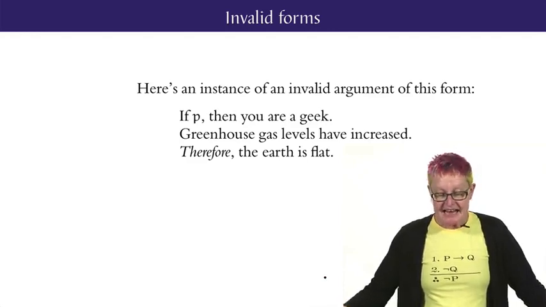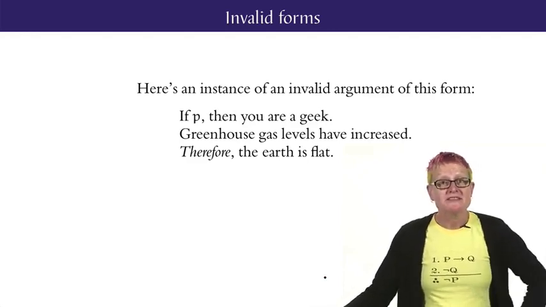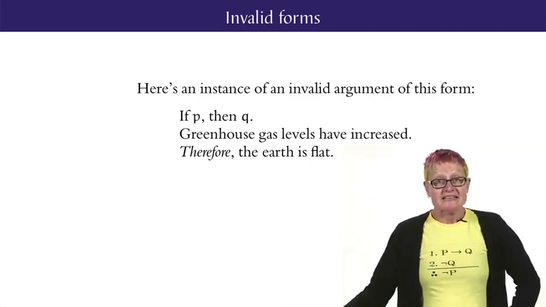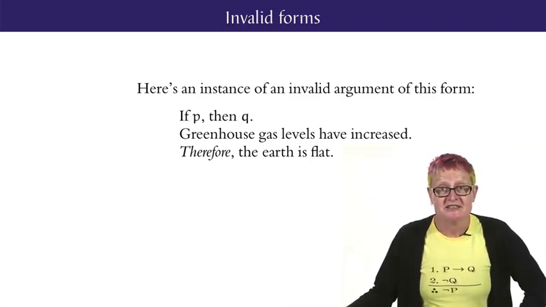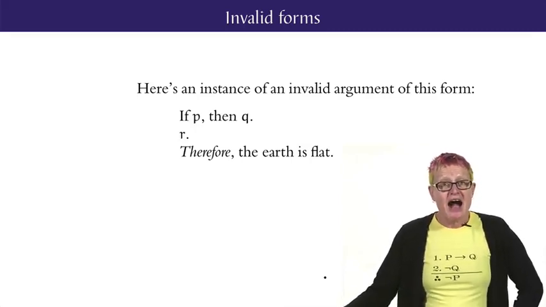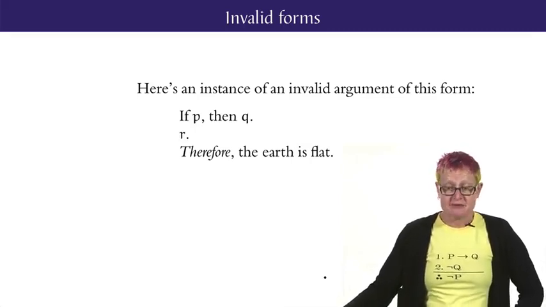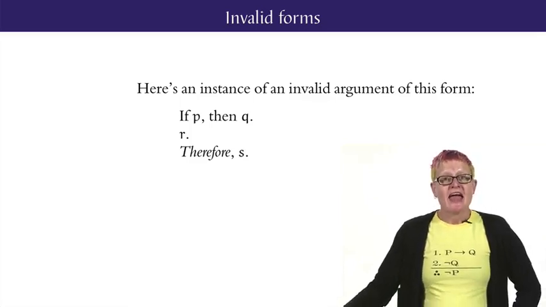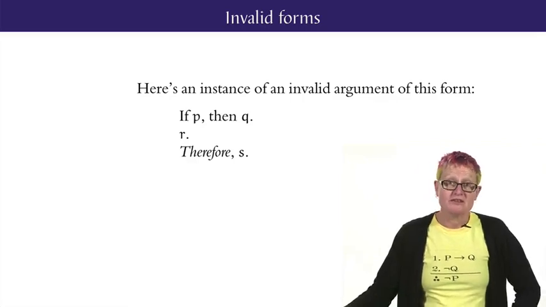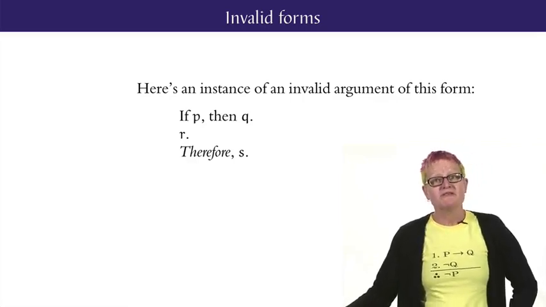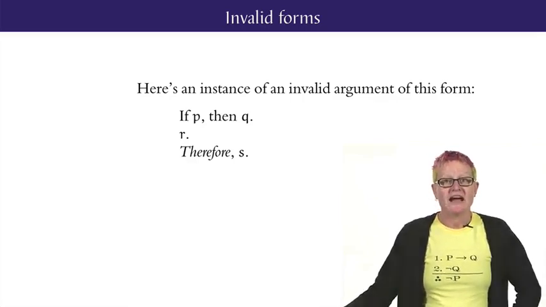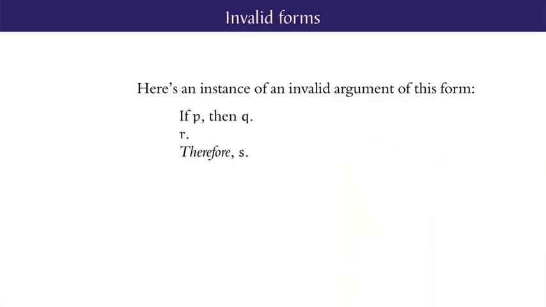We can instantiate the atom P with the sentence, you are a logician. We can take atom Q to be the sentence, you are a geek. We can take atom R to be the sentence, greenhouse gas levels have increased. And finally, take atom S to be the patently false sentence, the Earth is flat. The moral of this argument is that invalid argument forms are dangerous.